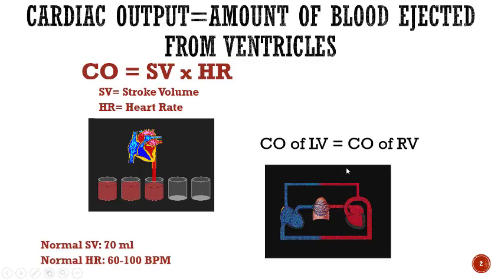Okay, so again, cardiac output is the amount of blood ejected from the ventricles. So the formula here is cardiac output equals stroke volume, SV, times heart rate. Your normal or average stroke volume is about 70 mL, and your normal heart rate is 60 to 100 beats per minute. The other thing that I want to highlight here is that because everything is a loop, the cardiac output of your left ventricle is essentially going to equal the cardiac output of your right ventricle.